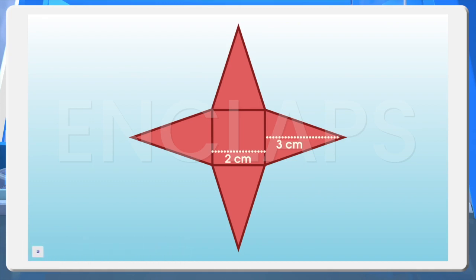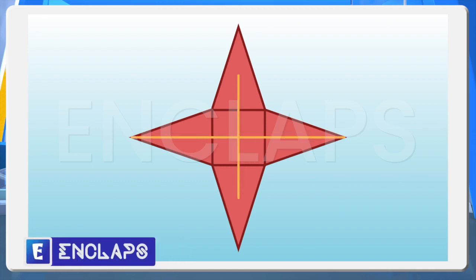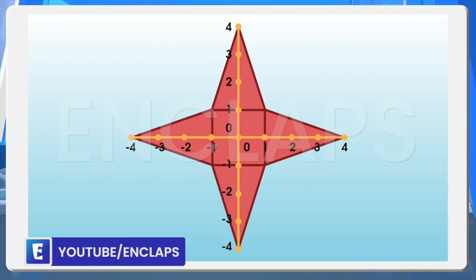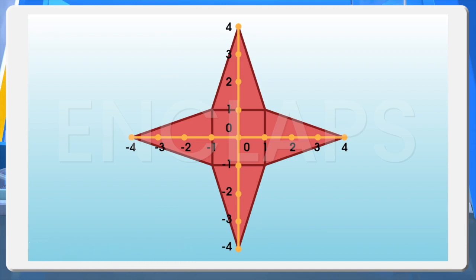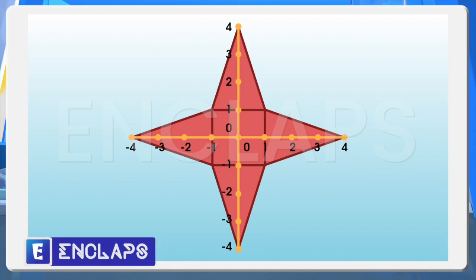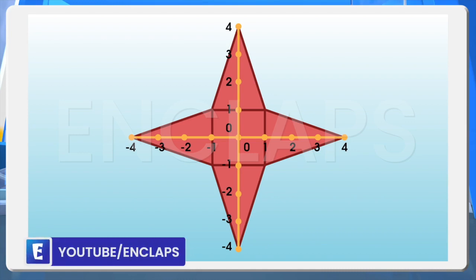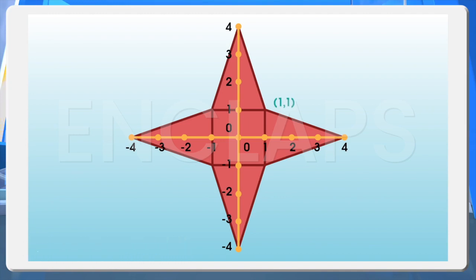How to do it? To do this, draw two lines, horizontal and vertical, through the center and mark distances on it, 1 centimeter apart. Did you get like this? Then, we can write the number pairs of all corners. How to write? The top right corner of the square is 1 centimeter to the right and then 1 centimeter up from the center. Then its number pair is 1, 1.